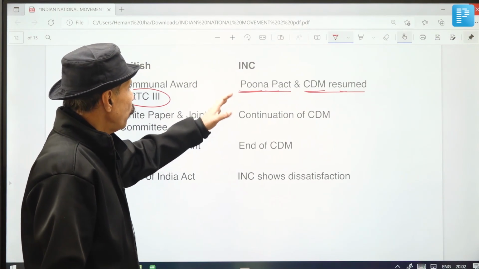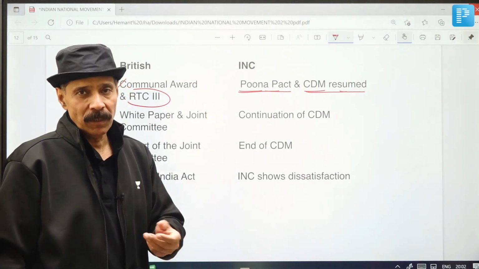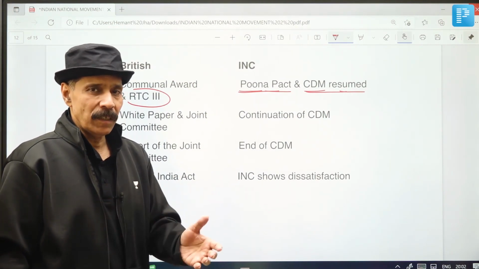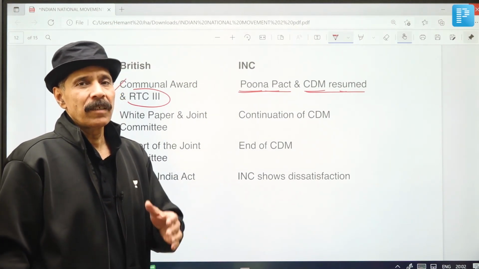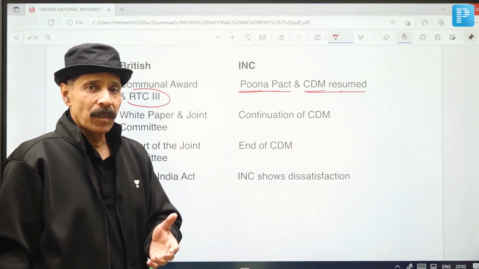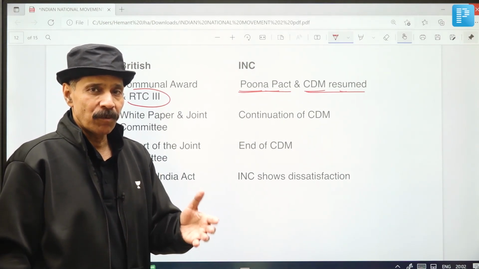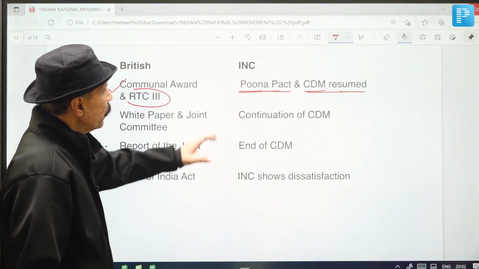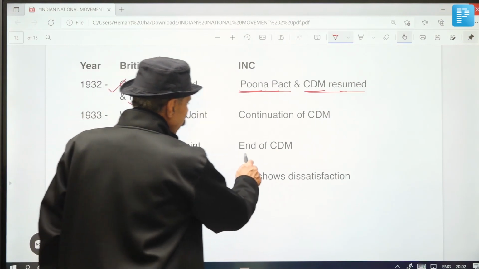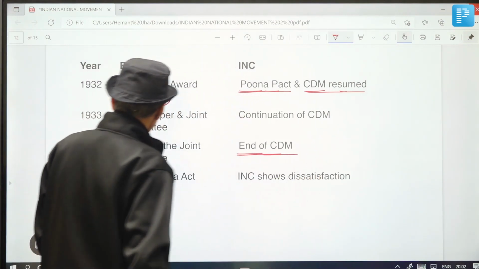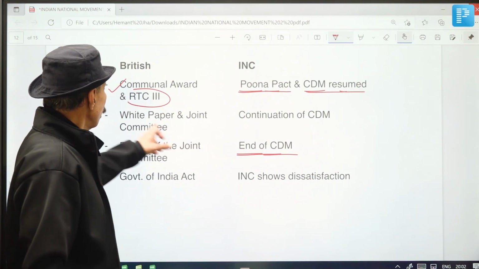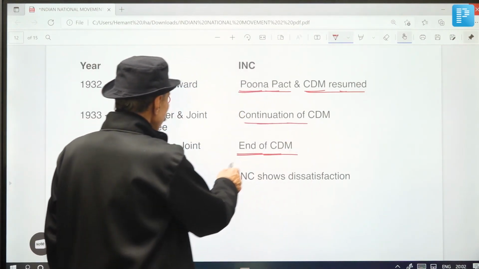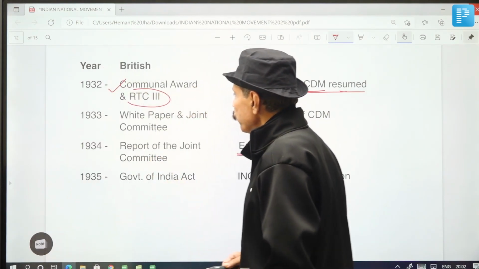CDM resumed now is known as the second phase of CDM. And in the second phase, the British began to suppress CDM. And it had been going on for a long time, so it began to show some declining trends. And eventually, the CDM was ended in 1934. So 1933, CDM continued, but it was finally ended in 1934.